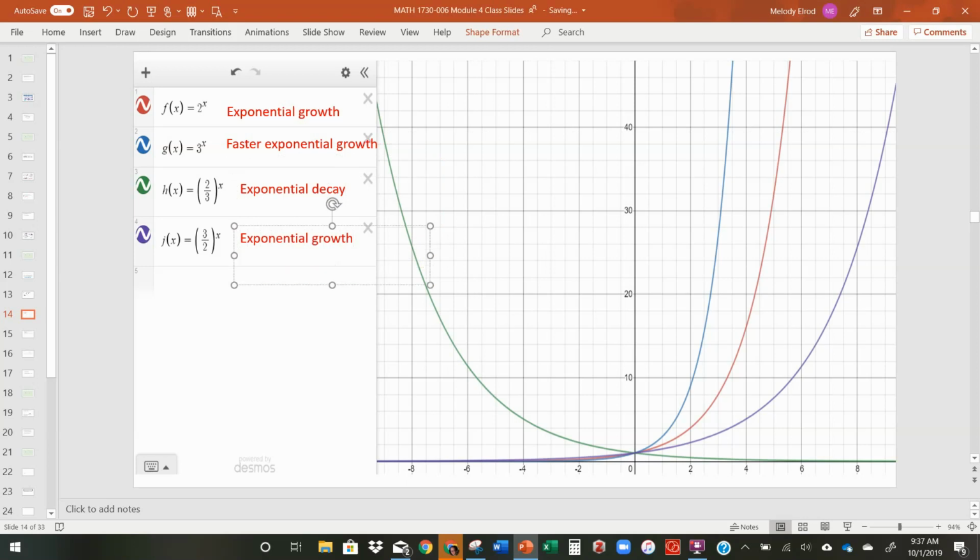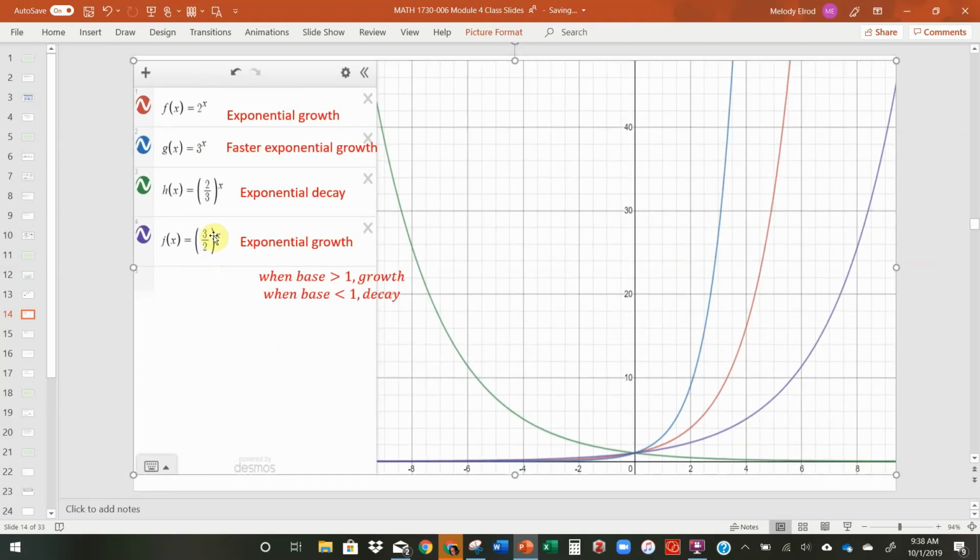And there's a general idea here that when the base is greater than 1, I have exponential growth. And when the base is less than 1, I have decay. Now, what is a base?